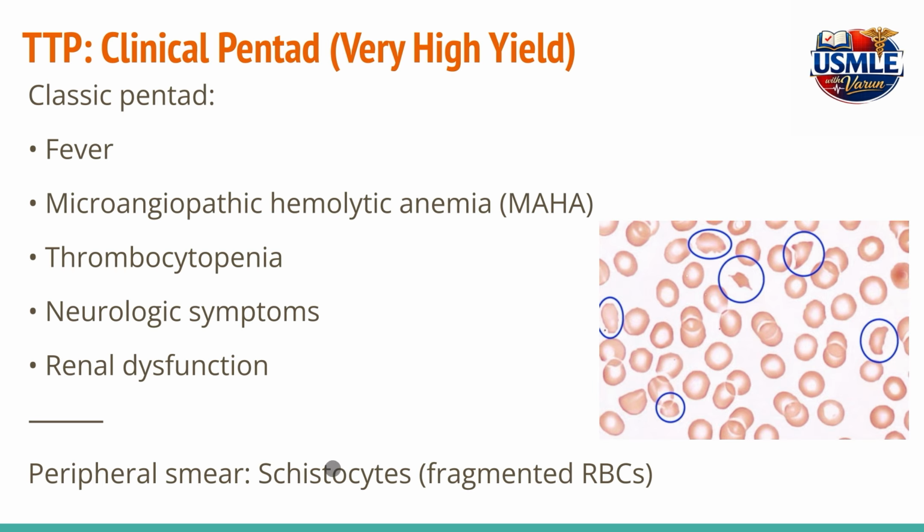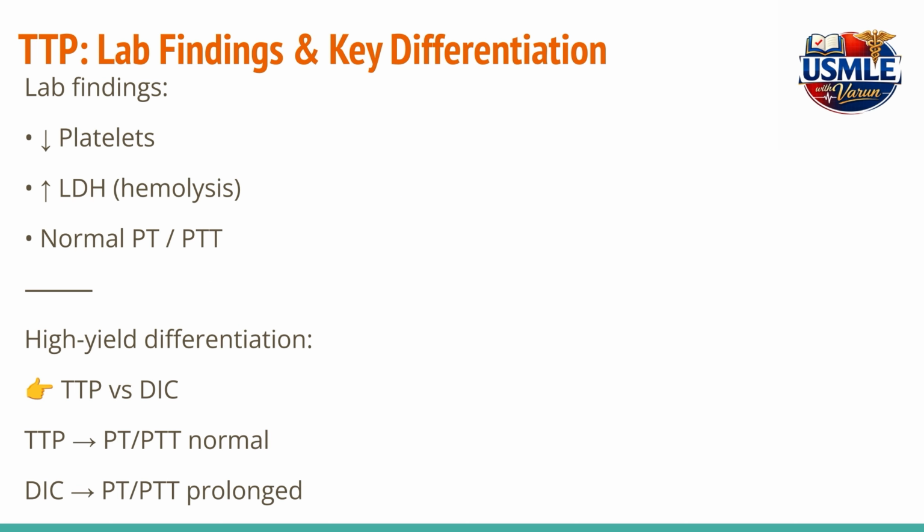On peripheral smear, you'll be seeing schistocytes, which are nothing but fragmented red blood cells, like the characteristic cells that you're seeing on the image right now. These are just fragmented RBCs, and these are also called schistocytes. So whenever you see schistocytes on a peripheral smear, you need to think about thrombotic thrombocytopenic purpura. The classic pentad that we see in a case of thrombotic thrombocytopenic purpura includes fever, microangiopathic hemolytic anemia, thrombocytopenia, neurological symptoms, and renal dysfunction.